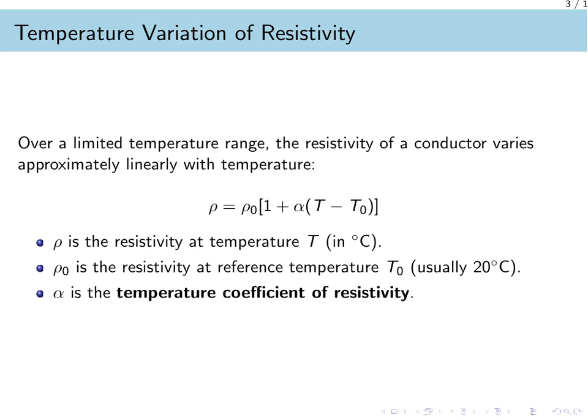Over a limited temperature range, the resistivity of a conductor varies approximately linearly with temperature. The relationship is given by an equation where the resistivity at a given temperature equals the reference resistivity multiplied by the quantity 1 plus the temperature coefficient times the change in temperature. In this relationship, the first term represents the resistivity at a specific temperature in degrees Celsius. The reference resistivity is measured at a reference temperature, which is usually taken to be 20 degrees Celsius. The multiplier for the temperature difference is known as the temperature coefficient of resistivity.